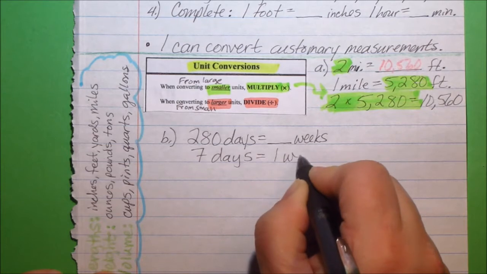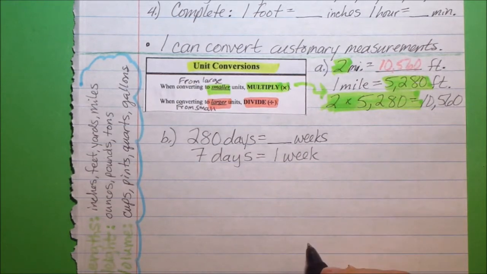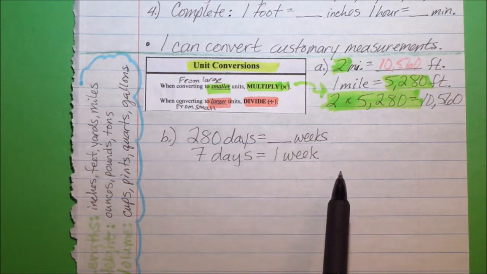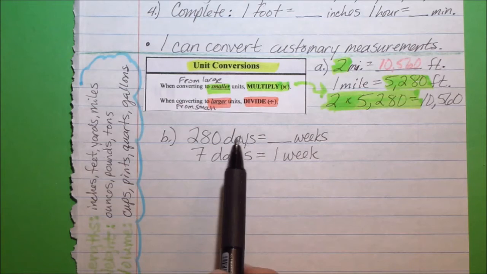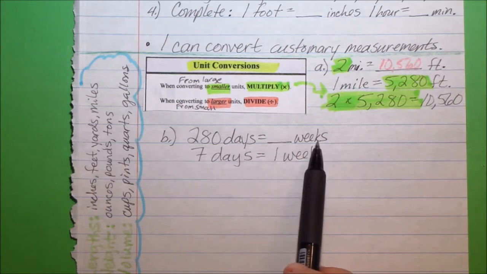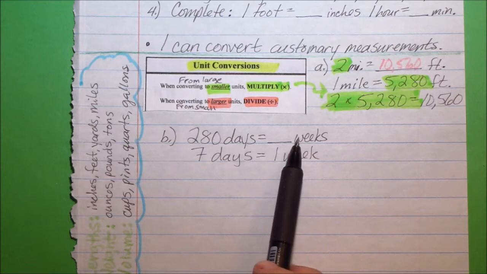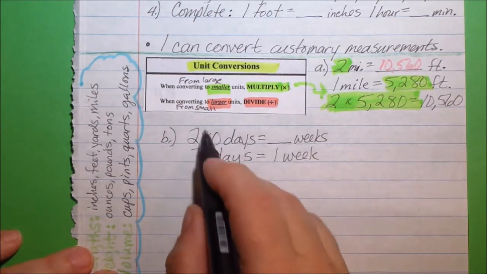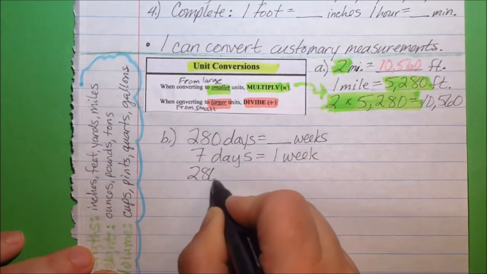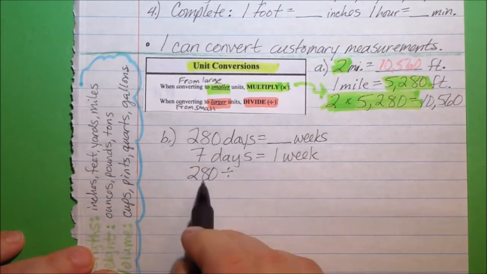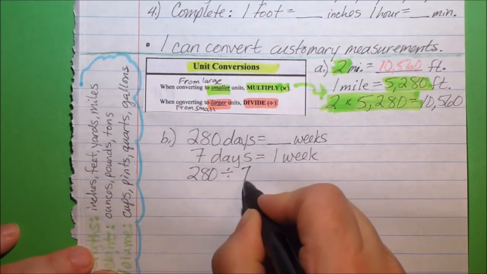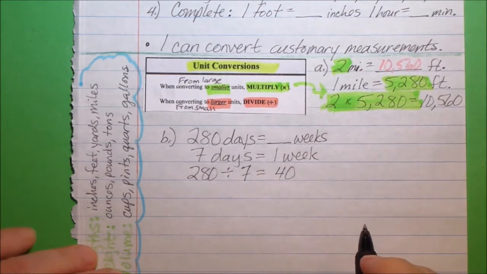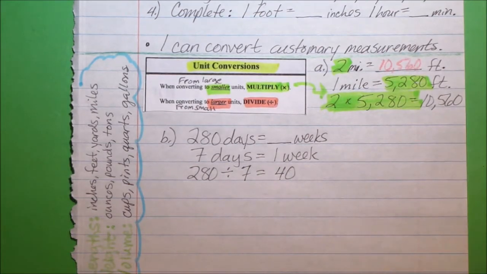equals 1 week. Okay, then I've got to ask myself, am I converting from a larger unit to a smaller unit, or from a smaller unit to a larger unit? Well, a day is smaller than a week. So I'm going from small to large. So I'm going to be using divide. Right? So what am I dividing? The 280 days divided by 7 days. And that's going to tell me that 280 days equals 40 weeks.